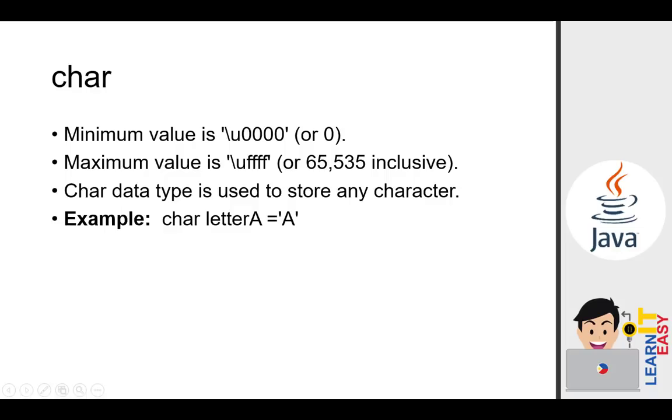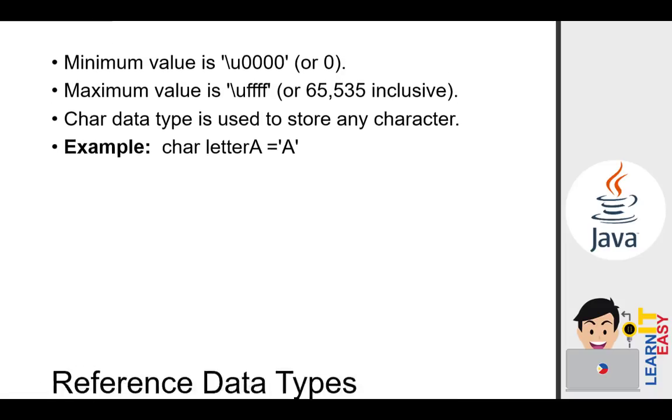And take note, in Java, we use to enclose a character with a pair of single quotes. May mapapansin ka ditong nakalagay na single quotes. So kapag nakalagay yan ng single quotes, automatically alam ng Java na character yan. Pero ang disclaimer, kailangan isang letter o isang character lang ang pwede mong ilagay. Kasi isang character lang ang kayang i-store ng char. So, we're done with the primitives.